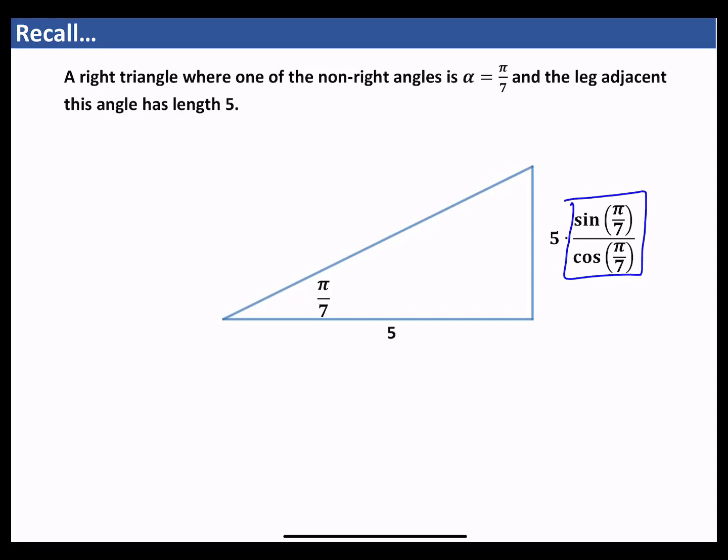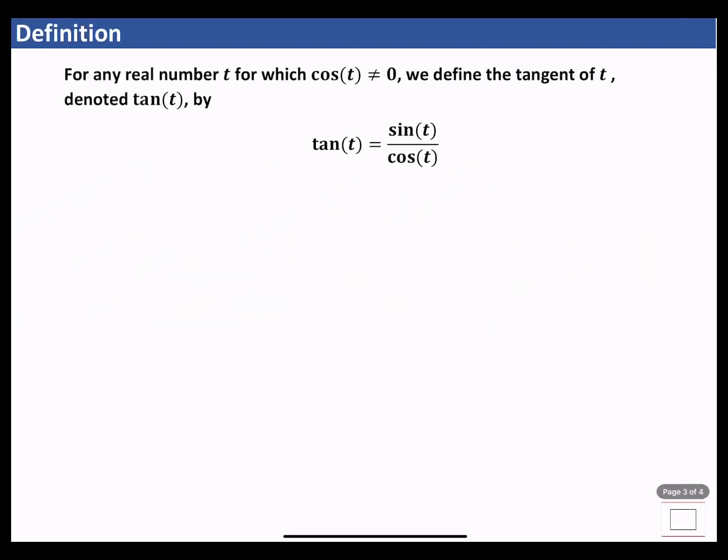It turns out that we regularly need to evaluate the ratio of the sine and cosine functions at the same angle as we did in this problem, so it's convenient to define a new function to be their ratio. We call the ratio of the sine and cosine functions the tangent function.